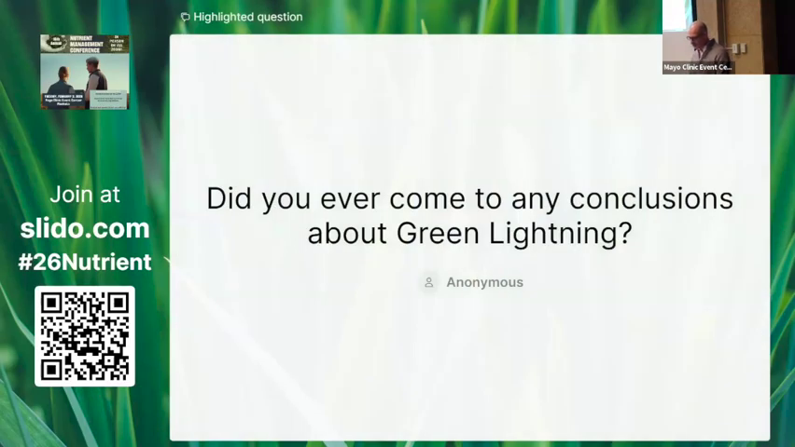Have you come to any conclusions about green lightning? So for everybody who doesn't know what green lightning is, there's a company that came up with a liquid plasma machine that you pass water through, and it's like a lightning bolt inside of the machine. It breaks down nitrogen from the air and makes it into nitric acid, so you have a nitrating solution.